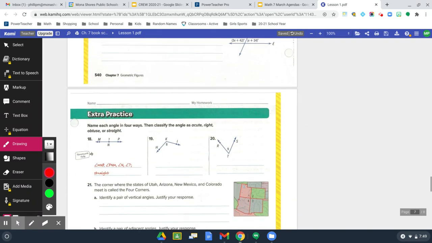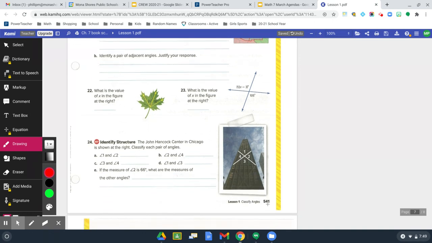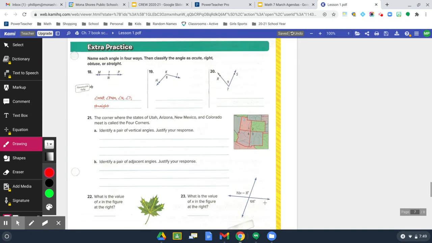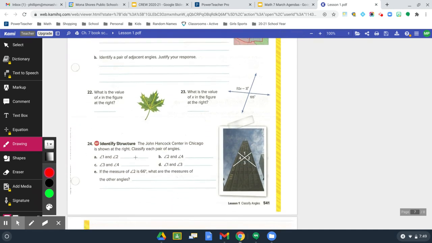And we're going to go down to page 541. Now this is going to be the extra practice. All the way at the bottom, number 24. We're going to try this together. I'm going to show you a couple things here. So let's get started. Okay, 24.